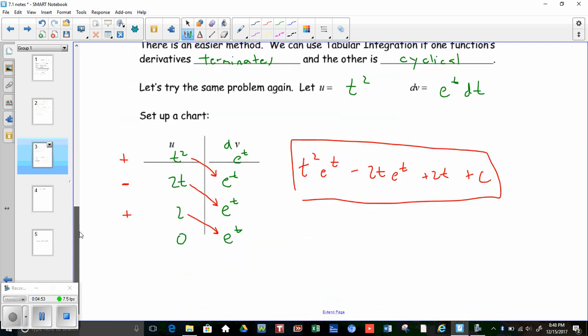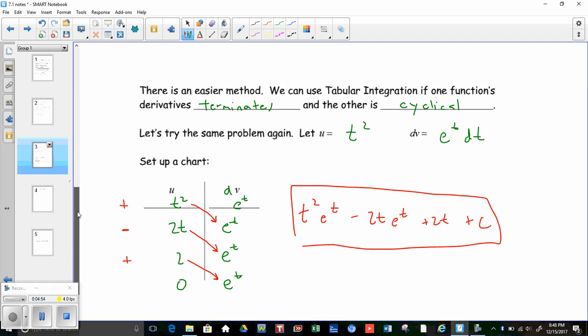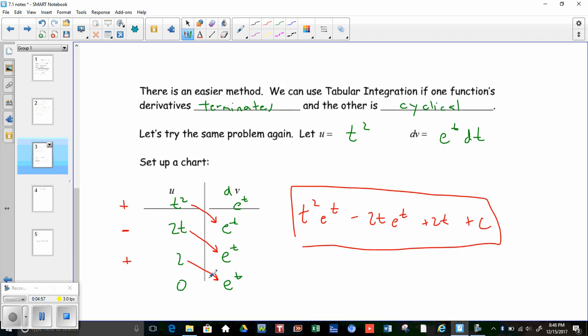This is what is called tabular integration. It's called tabular simply because this is a table, so you're making a table. This works, again, really well if you have one derivative which terminates, which this one did, and one derivative which is cyclical, which in this case exponentials are. So exponential, sine, cosine, those are cyclical functions. Easiest ones to do that with.